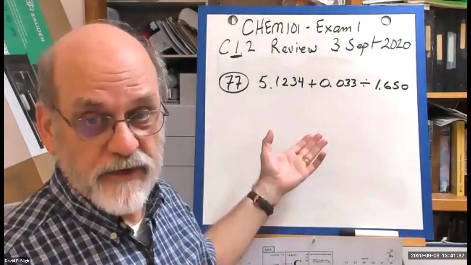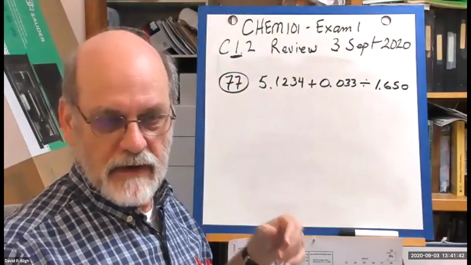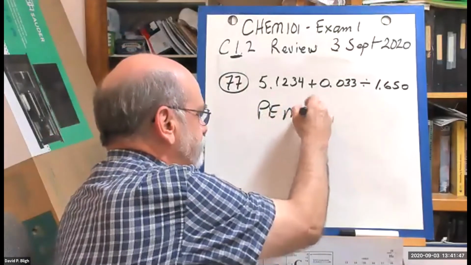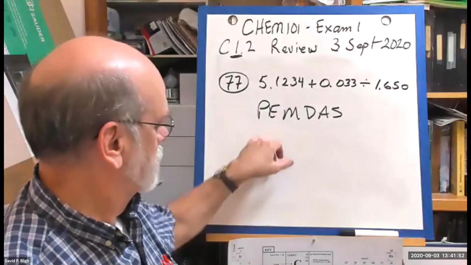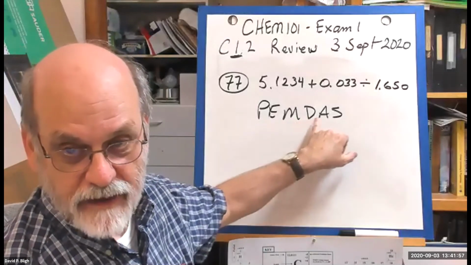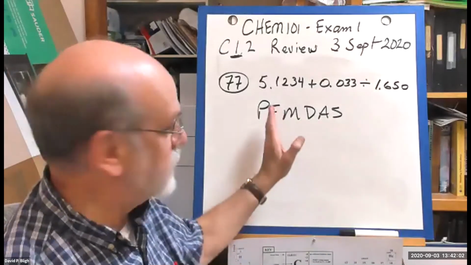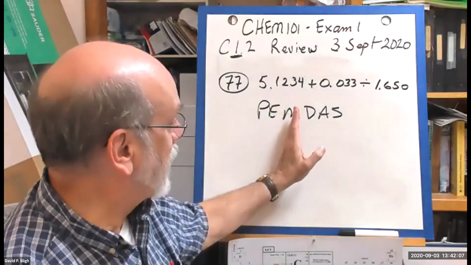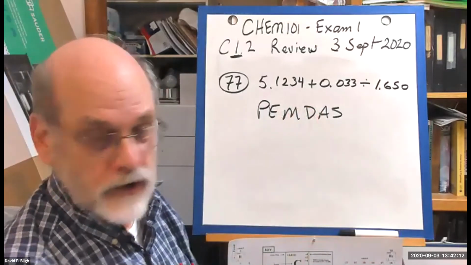Well, if you don't have any parentheses to direct your operations, you have to go back to the accepted order of operation. Everybody remembers that from math class. PEMDAS. Parentheses, exponents, multiply, divide, add, subtract. So we don't have any parentheses. We don't have any exponents. So do we have any multiplies? No. We do have a divide, right? So we have to do the divide first.